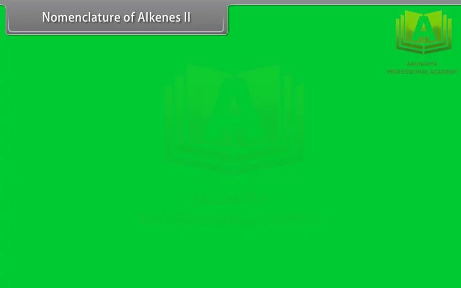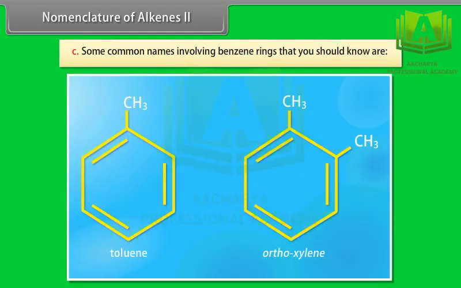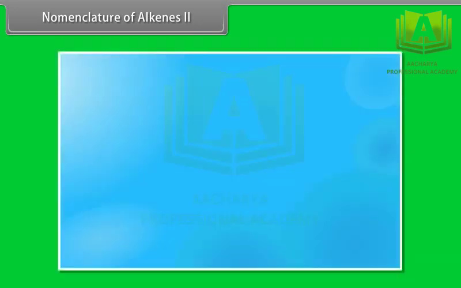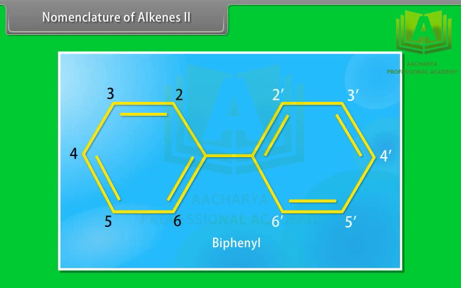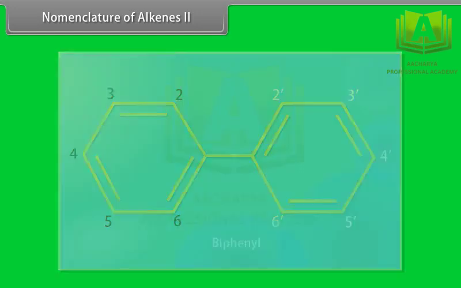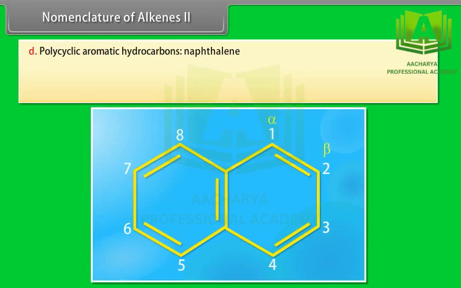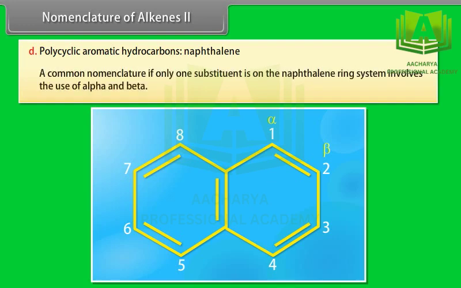Nomenclature of aromatic compounds, C. Some common names involving benzene rings that you should know are toluene and ortho-xylene. Biphenyl. Notice the numbering convention for this compound. D. Polycyclic aromatic hydrocarbons that you should know are naphthalene. A common nomenclature if only one substituent is on the naphthalene ring system involves the use of alpha and beta.